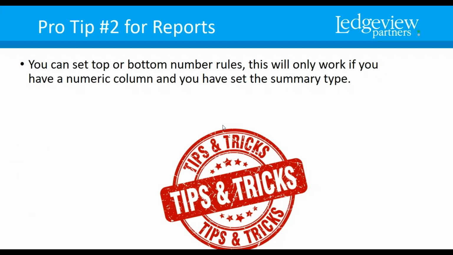Pro tip number 2. So those top and bottom rules, this will only work if you have a numeric column and you have set the summary type. If you have a numeric column but you didn't set the summary type, you can't do a top and bottom rule. Won't allow you to.